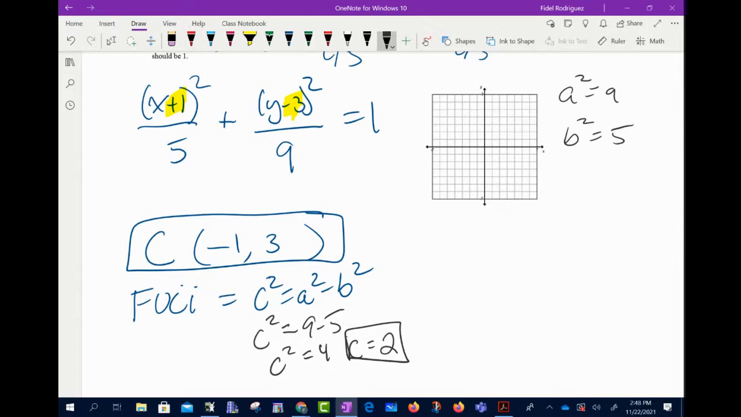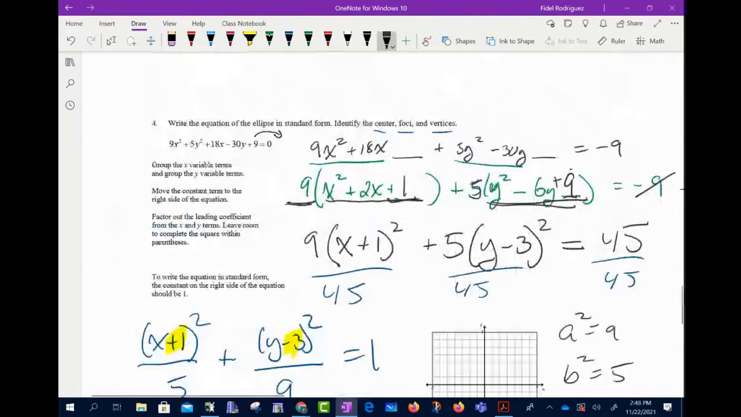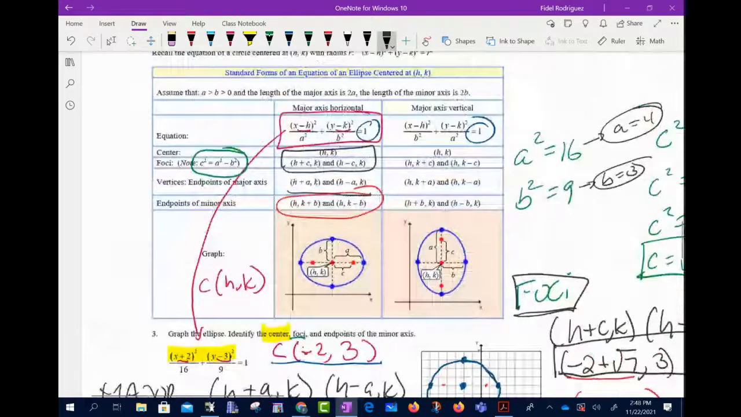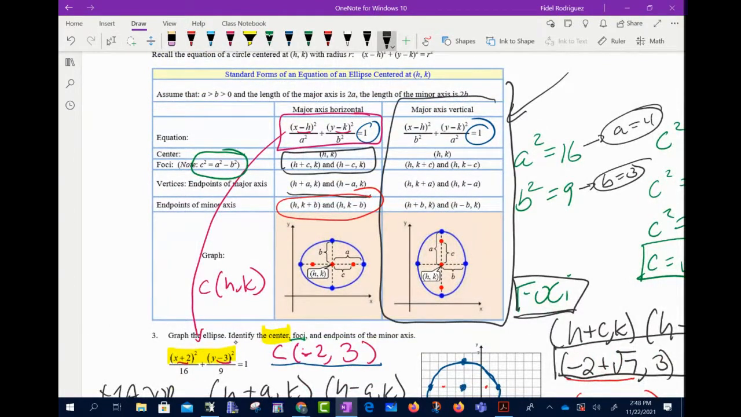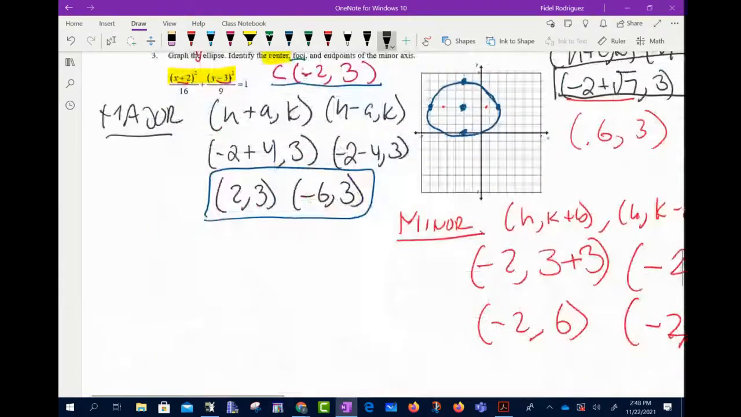Okay. All right, now let's see if we can find the coordinates of the foci. So look, in this case, our major axis is going to be vertical because the bigger number was under the y, right? We already know our center. The foci is going to have points (h, k plus c) and (h, k minus c).